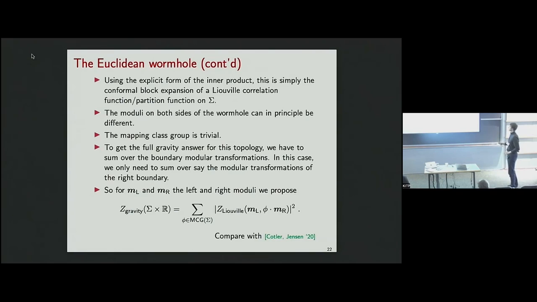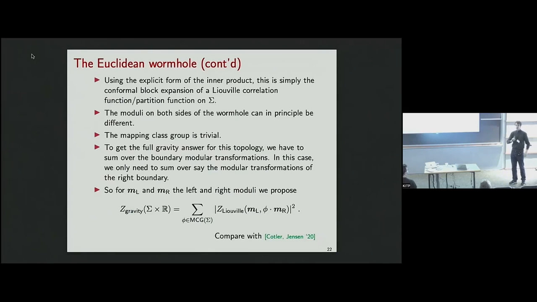And so finally, to get the full gravity answer for this topology, what you might also want to do is to sum over different boundary modular transformations. The ones that you want to sum over are precisely the boundary modular transformations that don't extend into the bulk. Concretely, that means you should only sum over the relative modular transformations. That leads to this formula: the gravity partition function of the Euclidean wormhole is simply the Liouville correlation function or partition function squared, because in gravity we need to square everything. Then we need to sum over the relative mapping class group between those two boundaries. And this sum is really the only thing that entangles left and right.